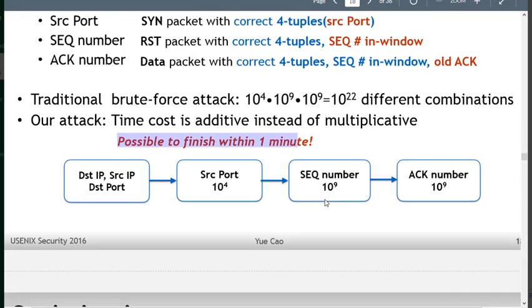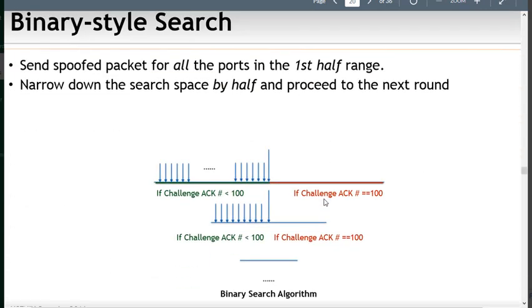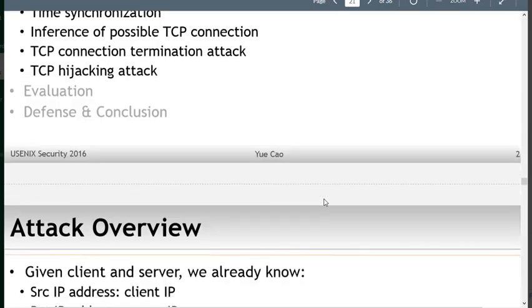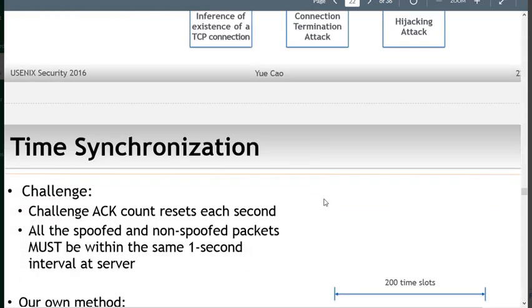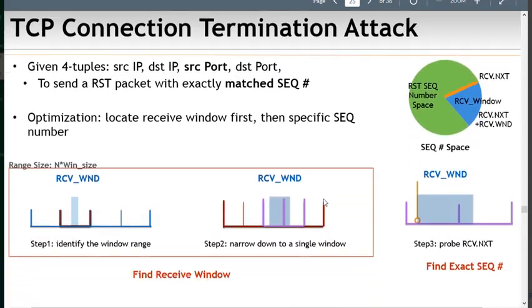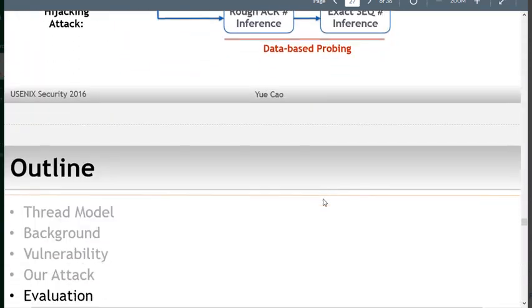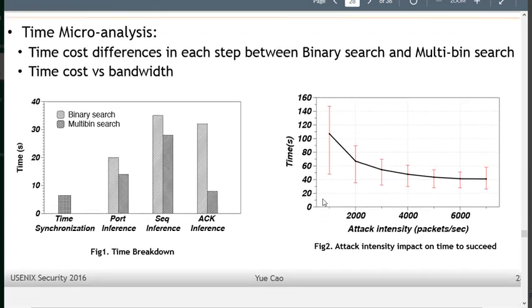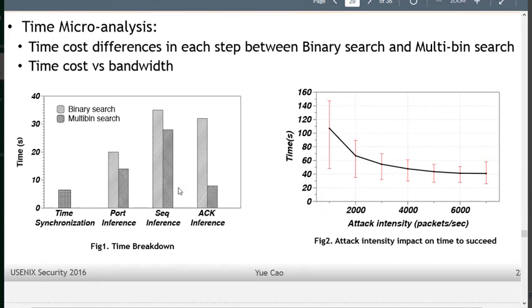Okay. Let's see some experiment data. They have some optimization doing binary search, and we don't care too much about that. So let's see some of this fantastic evaluation result. You can see on the left side, on the y direction, they have how many seconds you need to finish the attack.